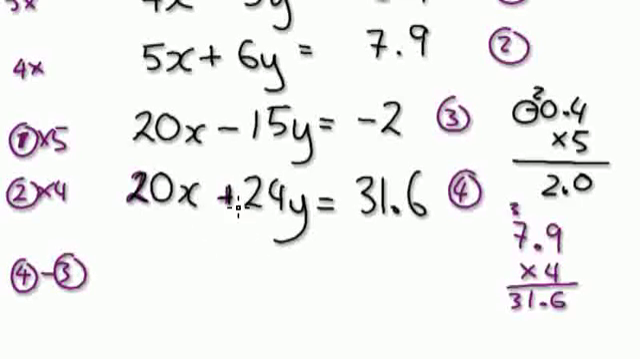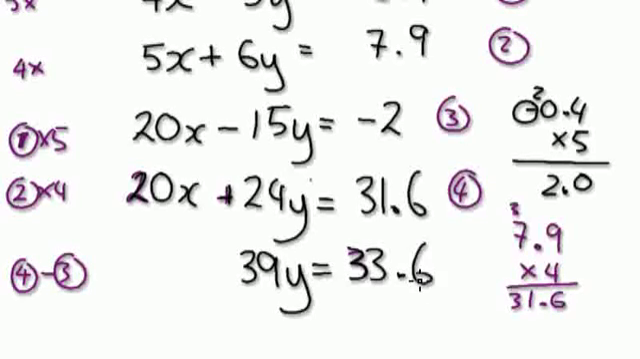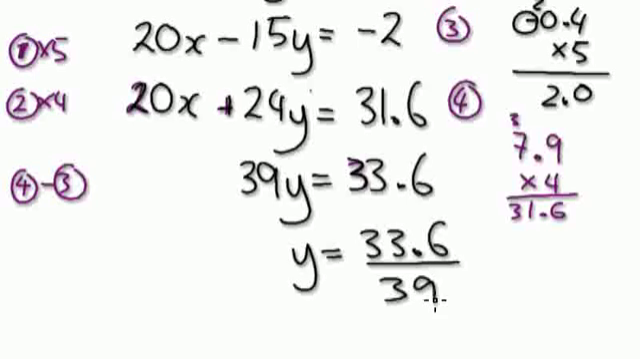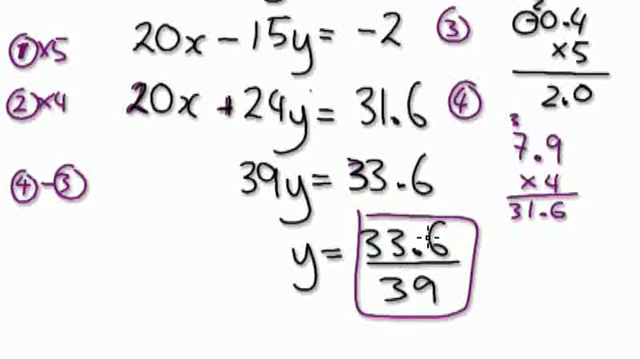So the two x's will kill off each other. Now positive 24y take away negative 15y is like adding the two, so this will be 39y. 39y equals, remember, basically this plus 2. So that would be 33.6. Then divide both sides by 39. So it would be this number here, and we can leave it as a fraction. Anyway, y here is your answer.